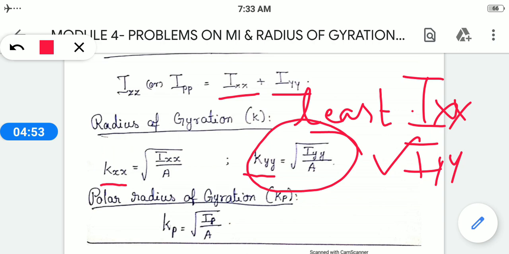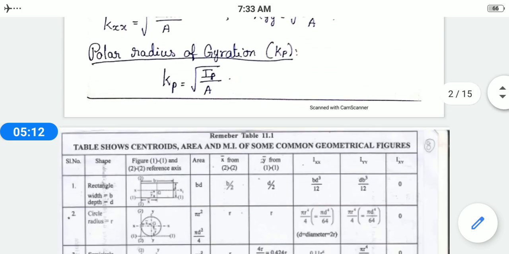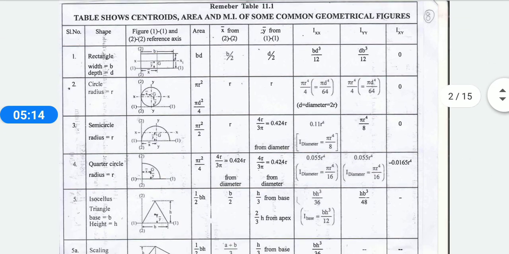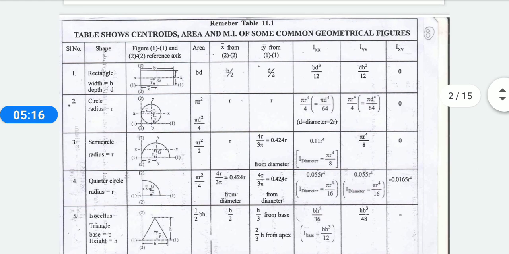In some cases, they'll ask us to find the polar radius of gyration, which is denoted by Kp, equal to the square root of Ip by A. Ip is equal to Ixx plus Iyy. These are all your basic formulas. And the other thing you need to know is this table column. Already we had seen it to find our centroid, right?